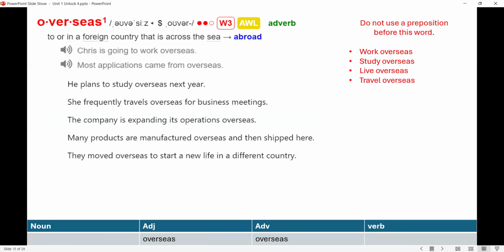Overseas means abroad, to or in a foreign country that is across the sea. Pay attention, you're not allowed to use a preposition before this word. You can say work overseas, study overseas, live overseas, travel overseas. You cannot say travel to overseas. That's wrong. Travel overseas, live overseas. So do not use a preposition before this word.